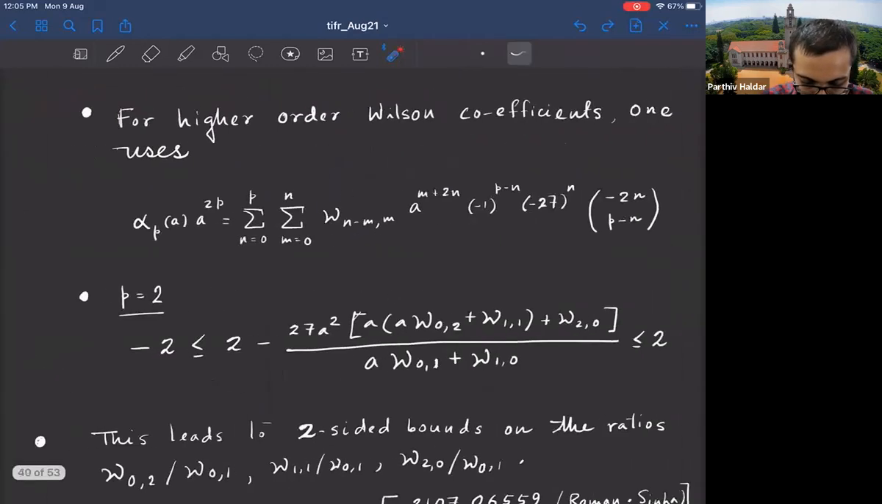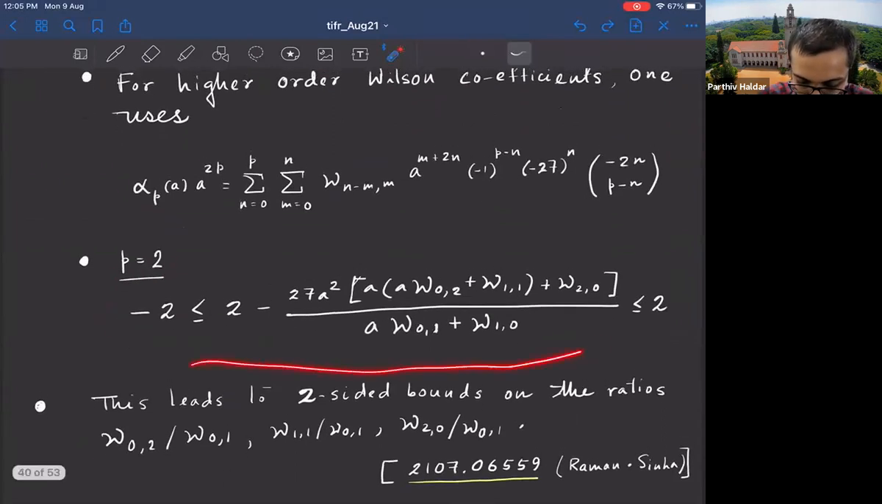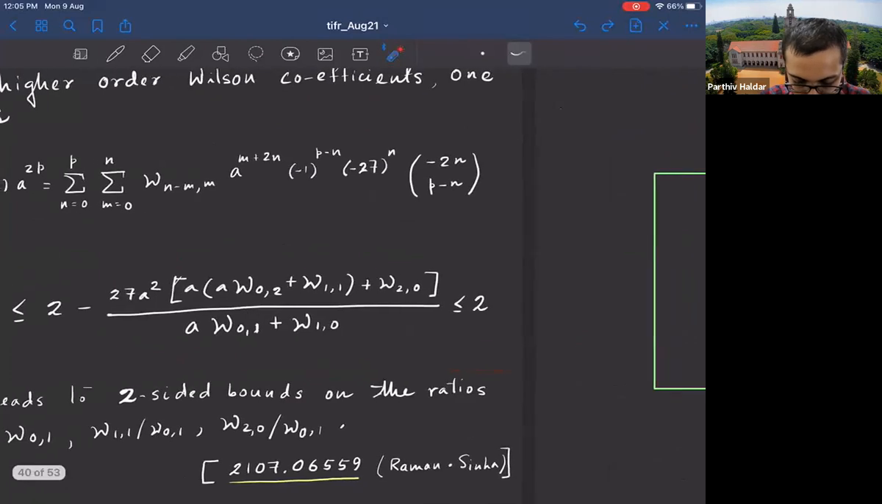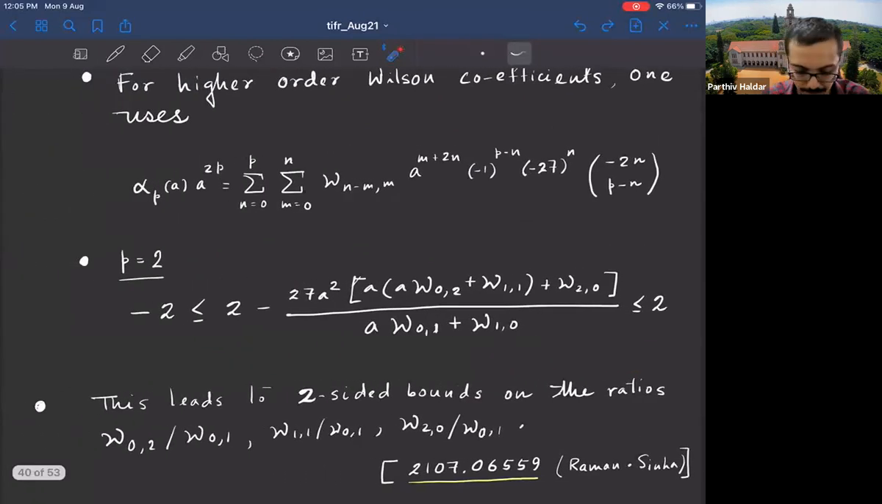Now, for higher order Wilson coefficients, you can use the alpha p in this fashion. For example, for p equal to 2, it essentially comes out like this, and then, employing the bound which was obtained, it leads to two-sided bounds on these ratios. In our work we did not have these bounds, but they were recently obtained by the paper by Ananda and Prashant.